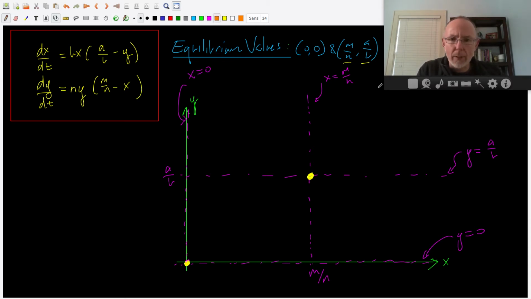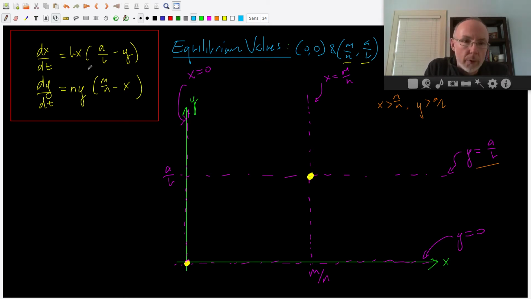So I'm going to go around to each region and look at what's happening. If I'm in this region over here, then just looking at the y value, I'm above this y value, a over b. So over here, y is bigger than a over b, right? But also x is bigger than m over n. So if I'm in this region here, x is bigger than m over n, y is bigger than a over b. And if I know those two things, I can go over here and work out derivatives.